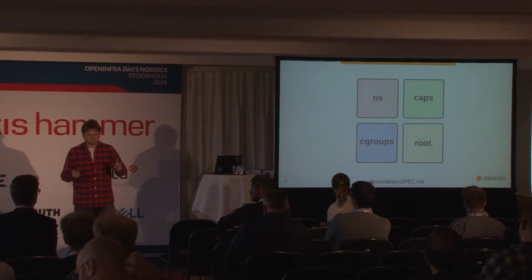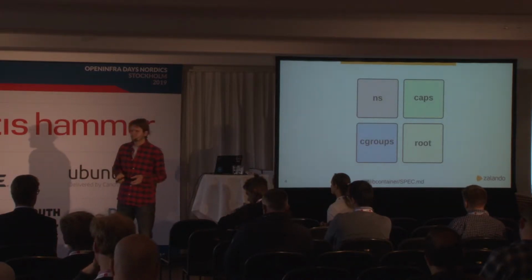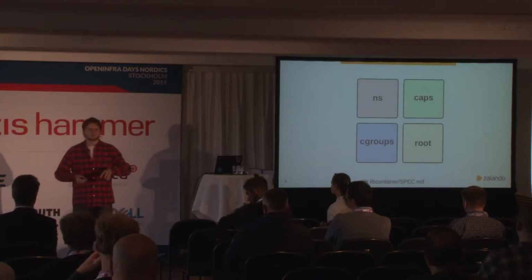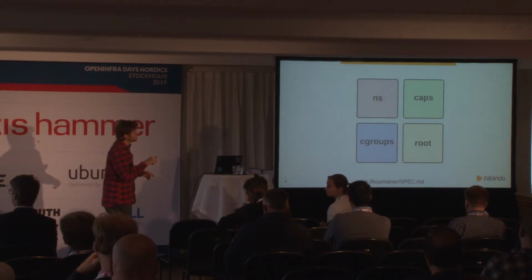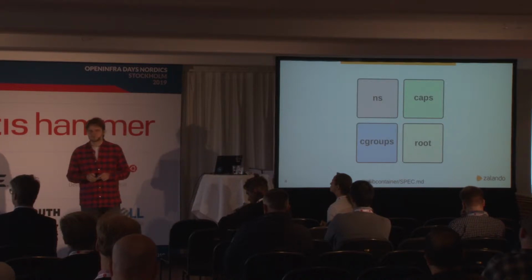And the fourth one is the root file system. In the old days, it was just a chroot. Nowadays, it's pivot_root. It's basically which root file system you're going to use. So as you may see, it's basically four pillars. But for our presentation right now, what's important is the first one, cgroups.